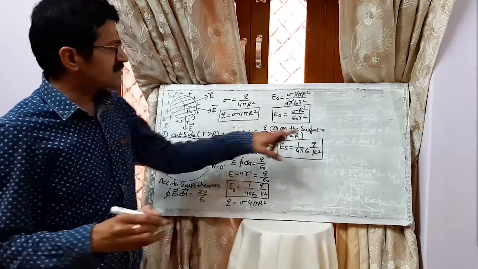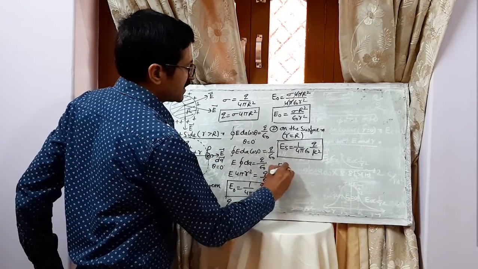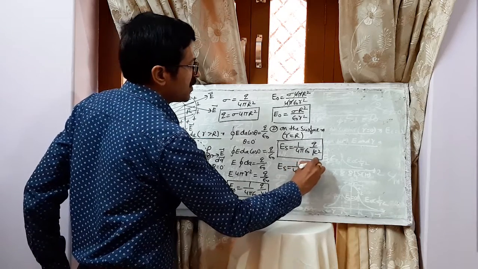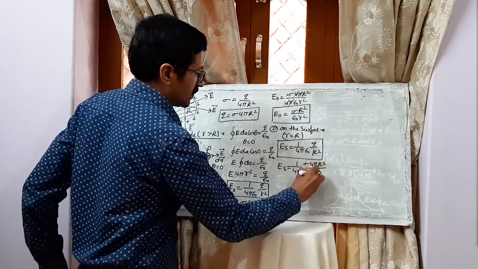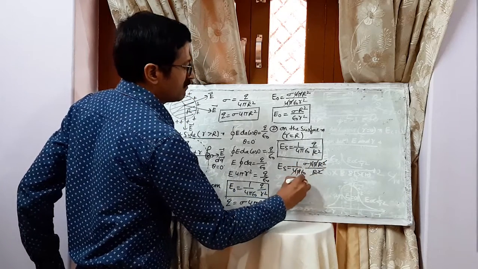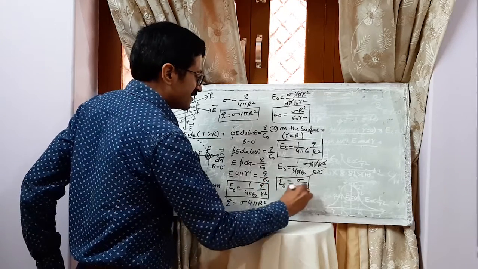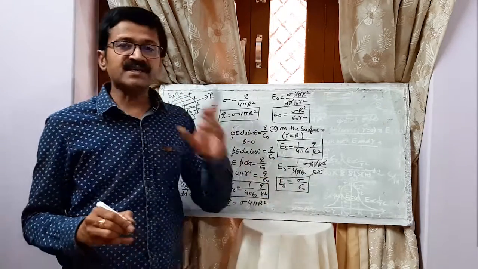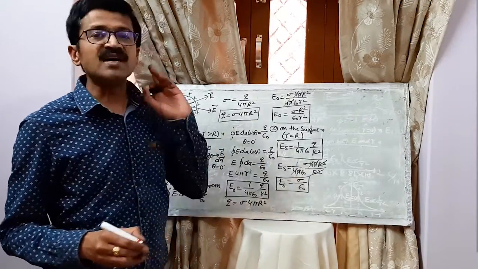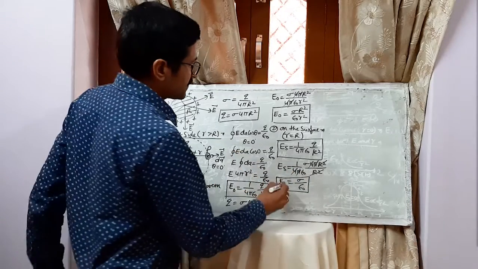We can calculate it in terms of sigma again. Let us put the value of Q, then E surface will be 1 upon 4 pi epsilon sigma into 4 pi capital R square upon R square. R square will get cancelled, 4 pi will get cancelled, sigma upon epsilon naught will be there. It means on the surface electric field intensity depends only on the surface charge density. That is E surface is equal to sigma upon epsilon naught.